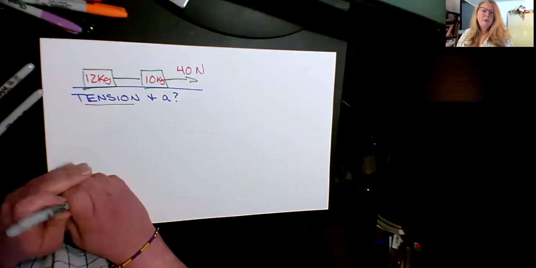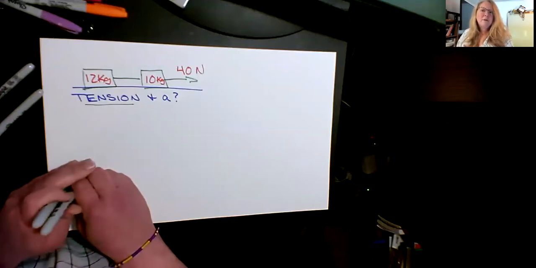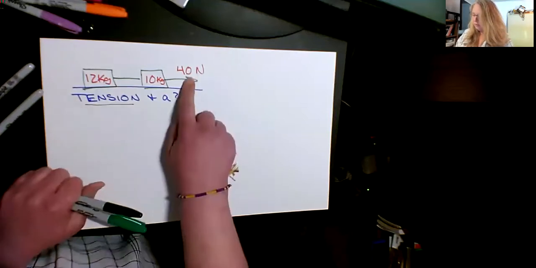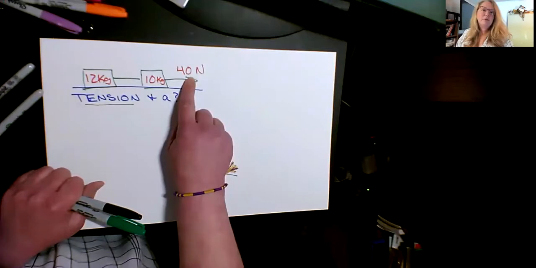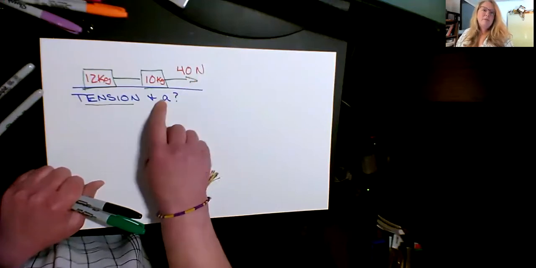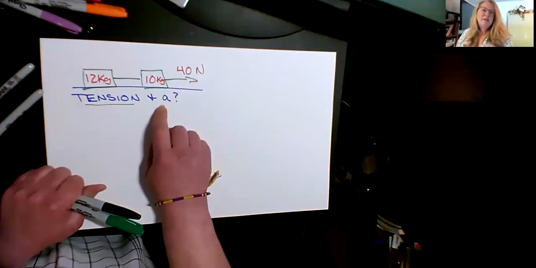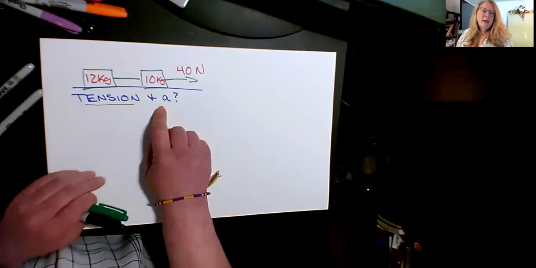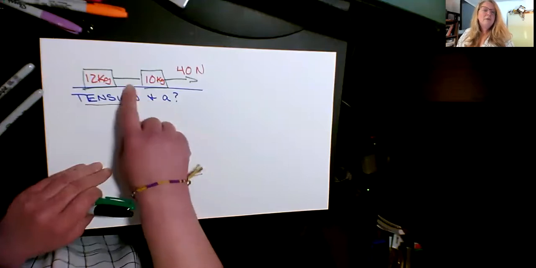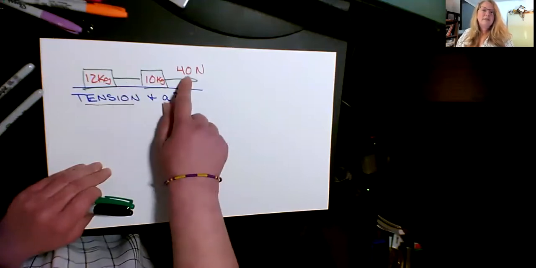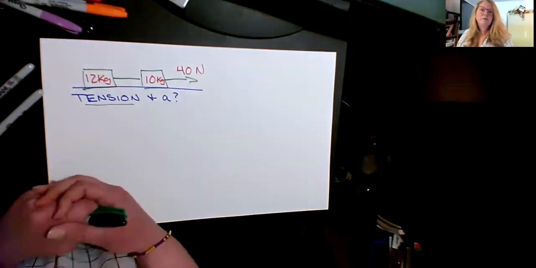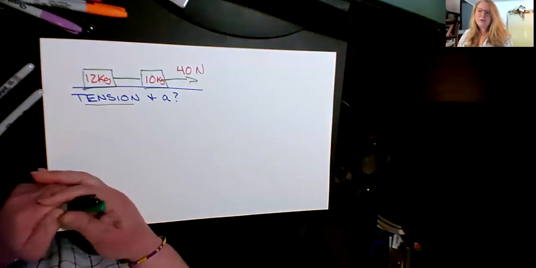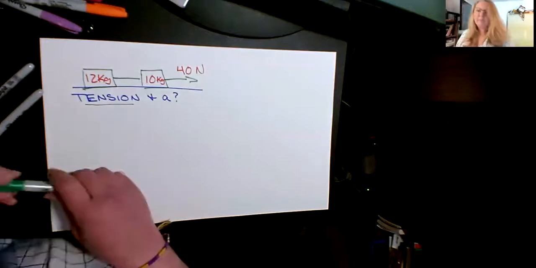Okay, so draw your free body diagrams, and then the question I want to ask you is, given this information, all we know is that this applied force is 40 newtons, and we're just asked for the tension and the acceleration. So knowing that, what forces do we have, and do you think that this tension is going to be the exact same as that 40 newtons? So pause this, work on those two questions, and then come on back when you're done.